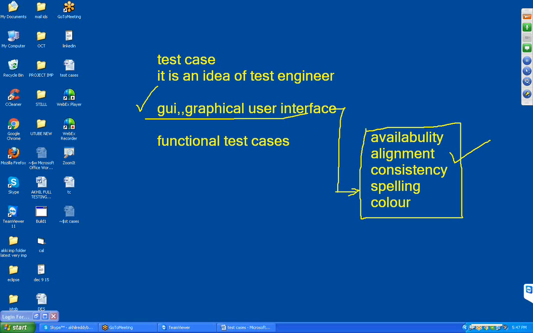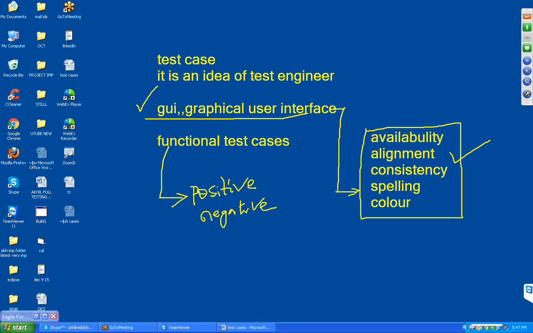Okay, madam. Next, functional test cases. Functional test cases are further divided into 2 types. One is positive test cases, the other one is negative test cases.